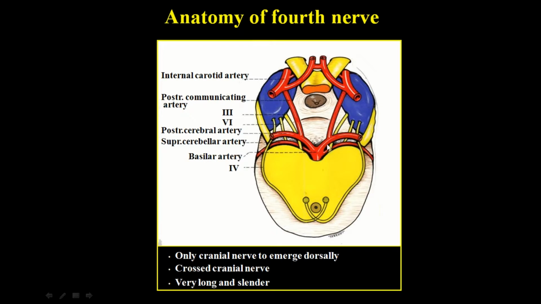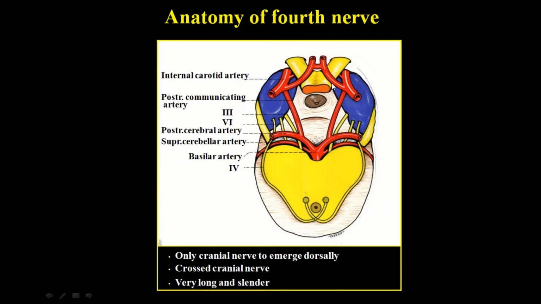So it passes through this. This is the posterior cerebral artery, and this is the superior cerebellar artery. You can see here, this is the oculomotor nerve, and this is the trochlear nerve, and all these pass through the cavernous sinus. From the cavernous sinus, they enter the superior orbital fissure and then supply the respective muscles. The trochlear nerve supplies the superior oblique muscle. So this is in brief the anatomy of the fourth nerve.